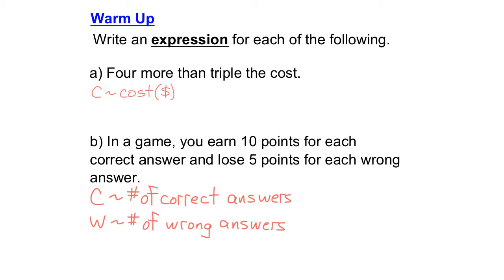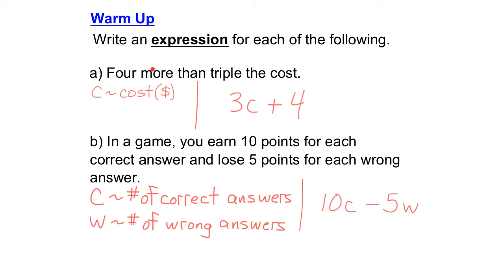Anyway, in the first one, the variable is the cost. In the second one, we're talking about the number of correct answers and the number of wrong answers, so I have a variable to represent each of those. If this helps you get started, maybe pause the video again and see if you can come up with the expression. Hopefully you could come up with these.